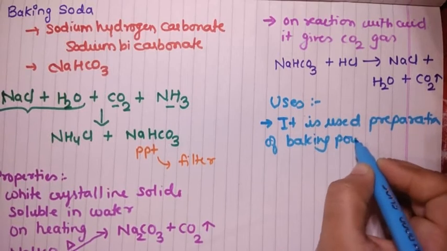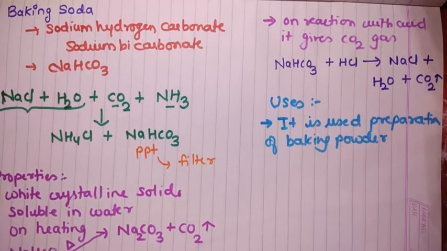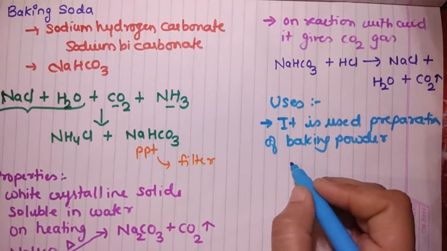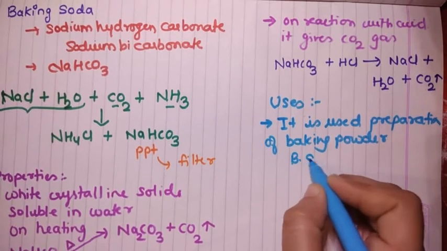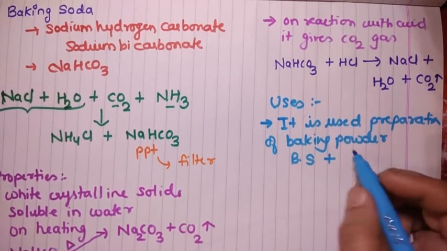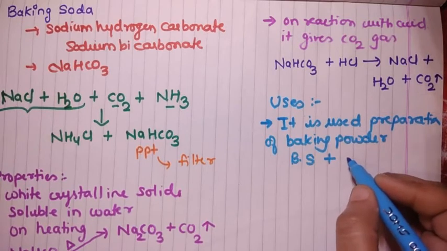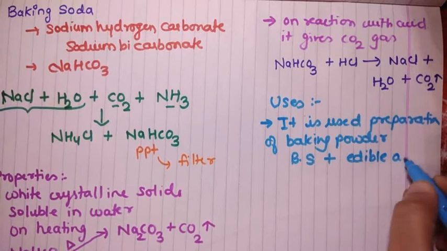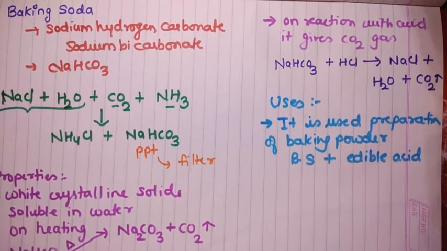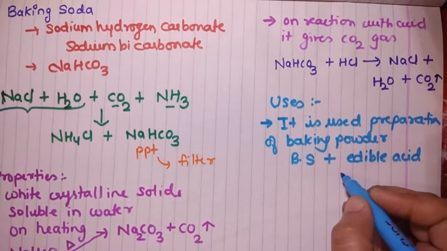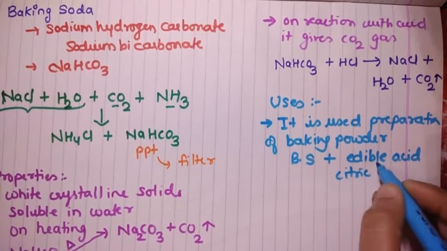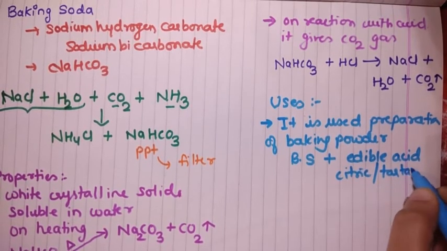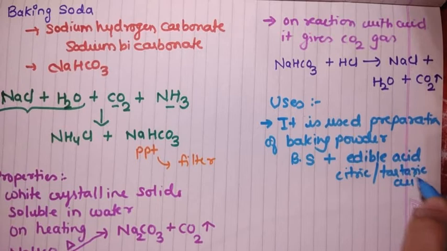How? Because whenever baking powder is prepared, it contains a small quantity of baking soda plus a small quantity of acid, that is, edible acid. Not all acids we can take. We can take edible acids. Citric acid or tartaric acid are actually mixed.